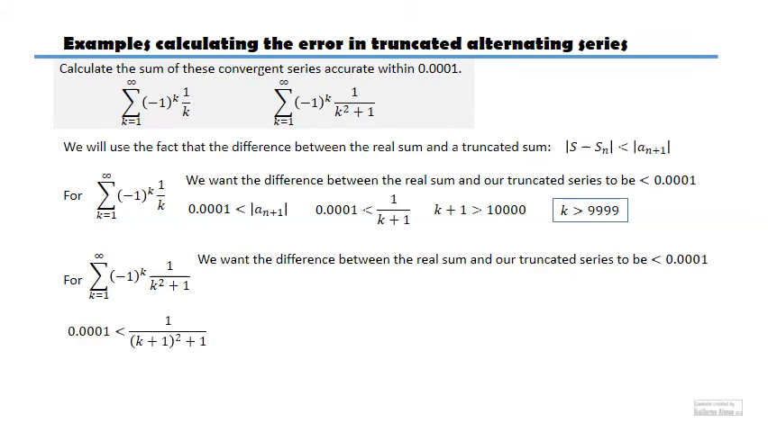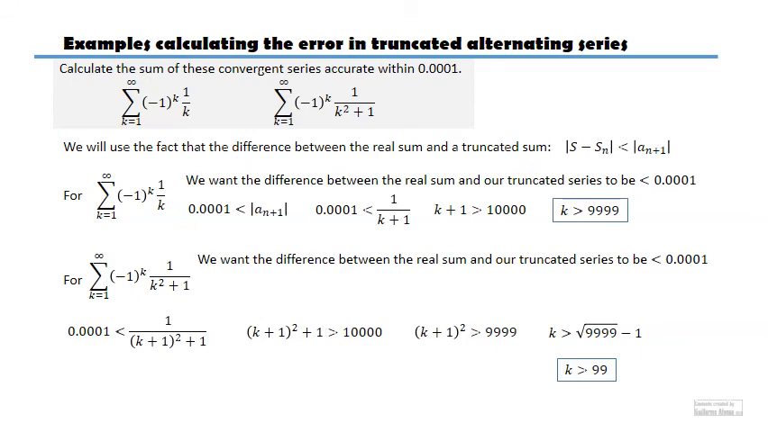Again, I use the same formula, 0.0001 to be smaller than this thing here. I just substituted k for k plus 1. Again, because it's absolute values, I don't really care about the minus 1 anymore, and I just have to solve this equation. Put this in your calculator, you're going to find out that k has to be bigger than 99. So that's how you use the error in truncated alternating series, this little equation here.